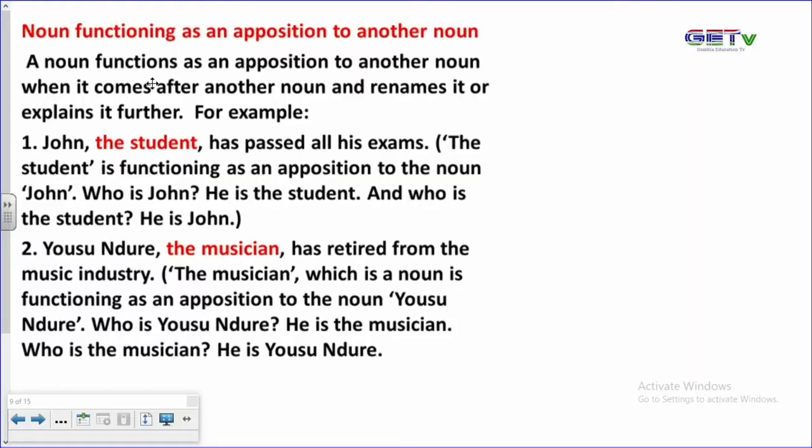So we move on. We get number 2. Yusundur, the musician, has retired from the music industry. So here also we can say the musician is the apposition. We look at this, we say the musician, which is a noun, is functioning as an apposition to the noun Yusundur. So here, who is Yusundur? It's the musician. Who is the musician? It's Yusundur.